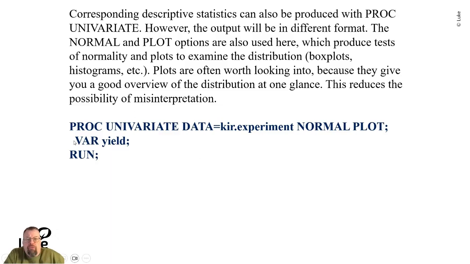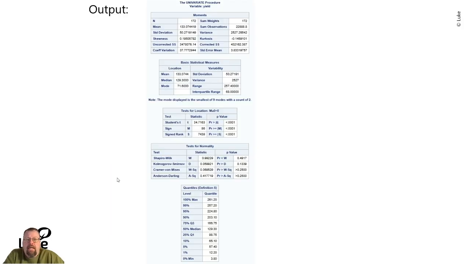But here is the basic syntax with the proc univariate. We give the data we use and normal and plot options here. And in a similar way as in proc means, we specify in the var statement that yield is the variable we are interested in. And this is how the output looks. There is a lot of information here.